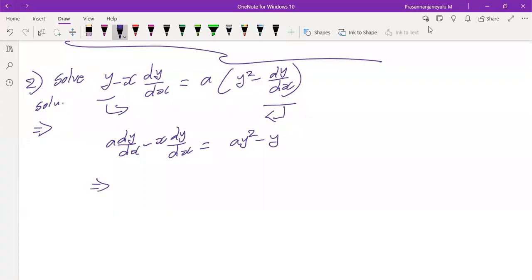But still, we have to convert the problem into our variable separable method if possible. Taking dy by dx common. Where we have to take dy by dx? Always write dy by dx terms as post factors. Don't write it as prefactor. And we can write here. Can I take y common? Yes. Ay minus 1. Now, how we can separate it? Sai Harsha, how we can separate it?